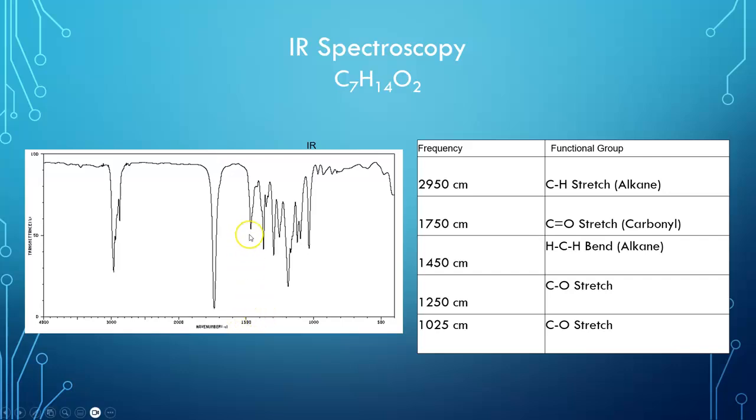There's also a peak just below 1500, let's say 1450, which would indicate an alkane group that's characterized by an HCH bend. And then there's several more peaks clustered together, so we'll just highlight a couple of them at roughly 1250 and 1025, and these two represent a carbon-oxygen stretch.